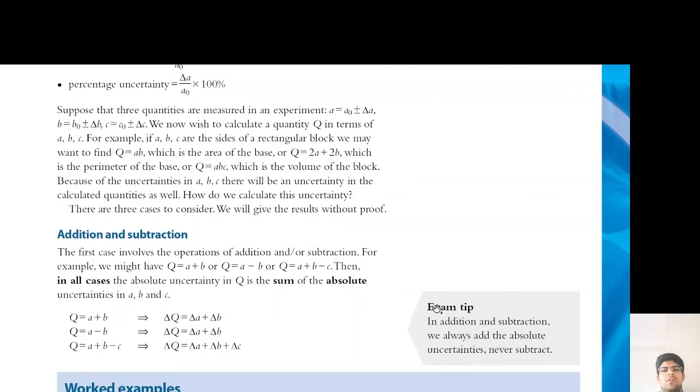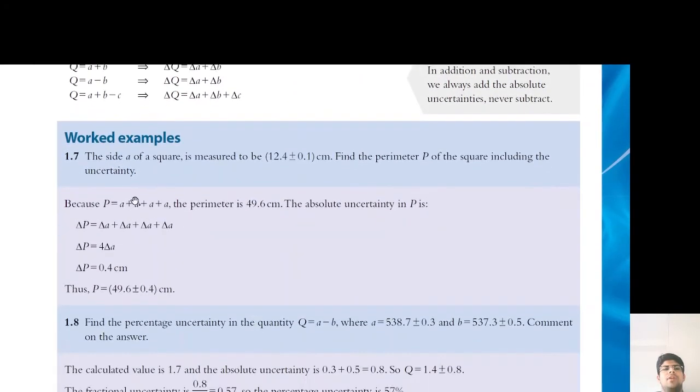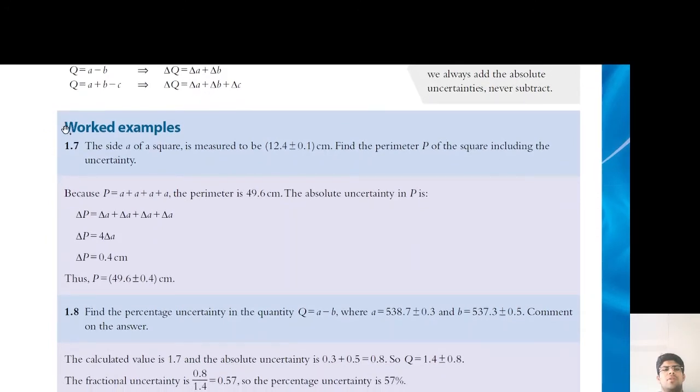So here there is also an example for us. In addition and subtraction, we always use absolute uncertainty and never subtract; we just add. So let's see the worked example. Worked examples are very important for clearing our concepts.